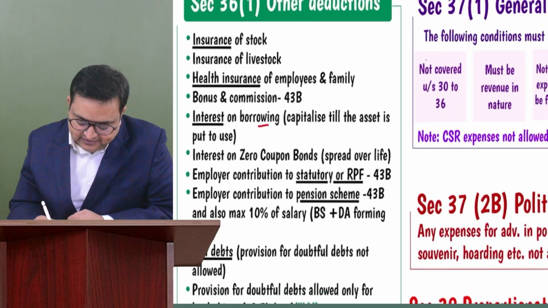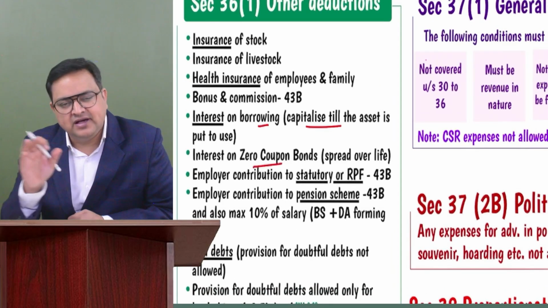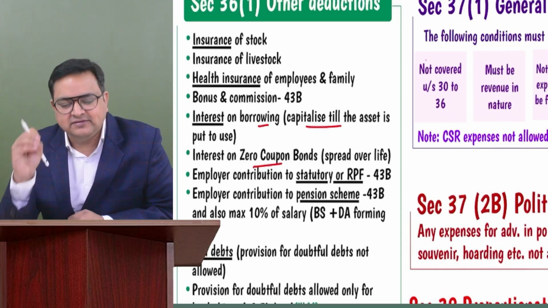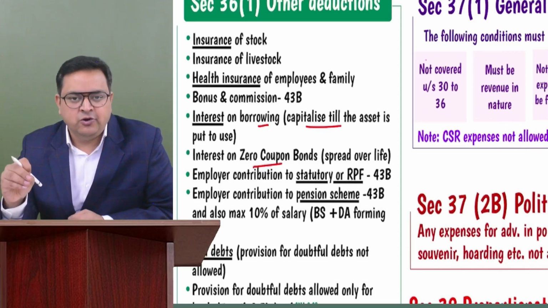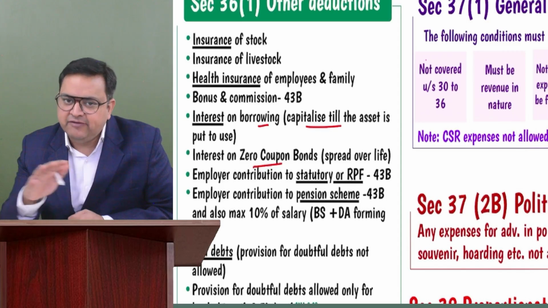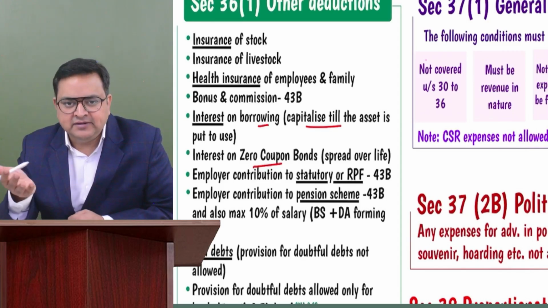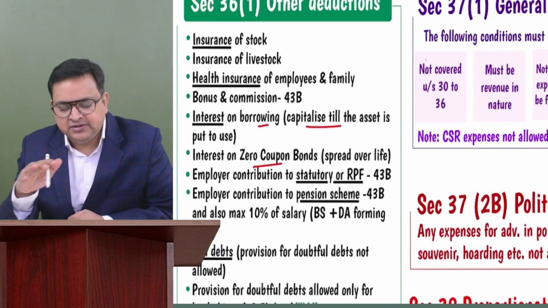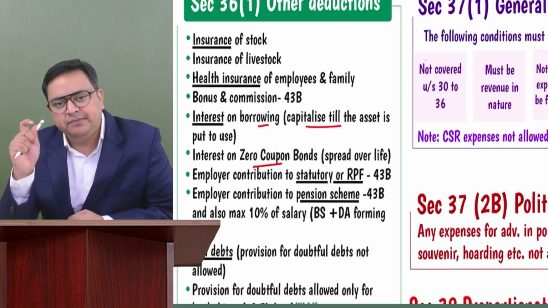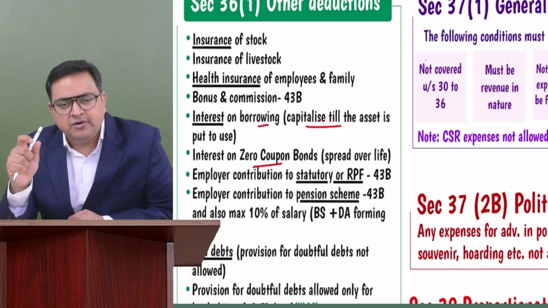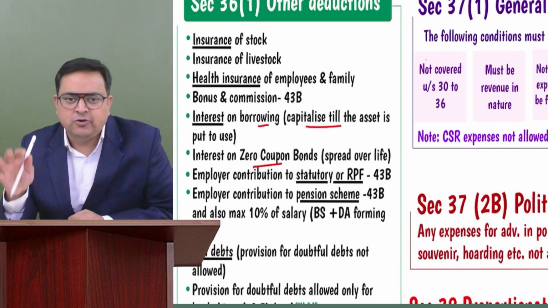So interest on borrowing is allowed, capitalized till the asset is put to use. Interest on zero coupon bonds is also not so important for examination, but yes, it is allowed, but you have to spread it during the life of the bond. Generally calculated in months, divide by the number of months the life of the bond is, you will get the per month interest. And whatever the number of months falling in your period, please allow that much interest, right?